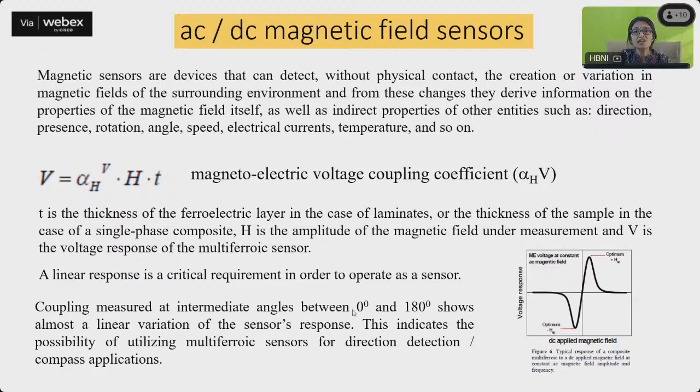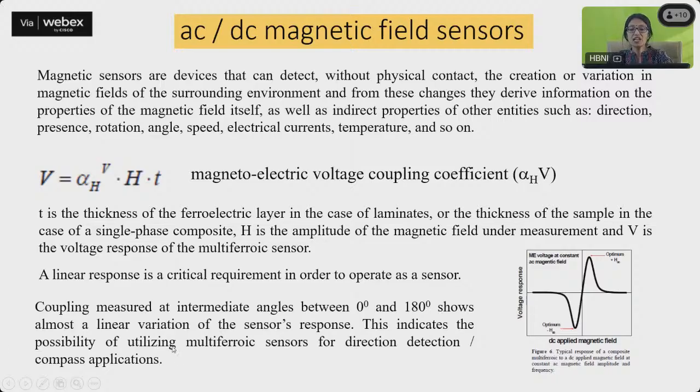What you have over here is a magnetoelectric voltage coupling coefficient. This value is given by this particular equation. Here T is the thickness of the ferroelectric layer in the case of laminates, or the thickness of the sample in the case of a single phase composite. H is the amplitude of the magnetic field under measurement, and V is the voltage response of the multiferroic sensor. A linear response is a critical requirement in order to operate this kind of sensor.